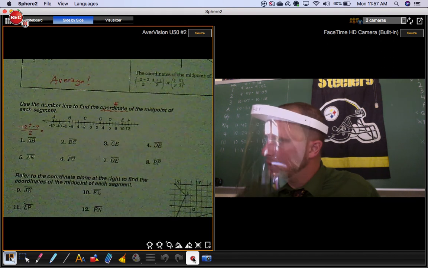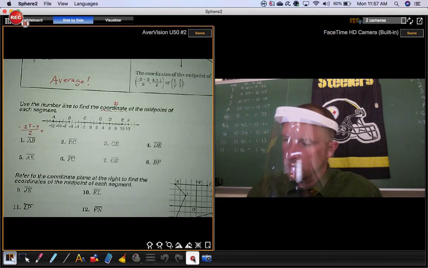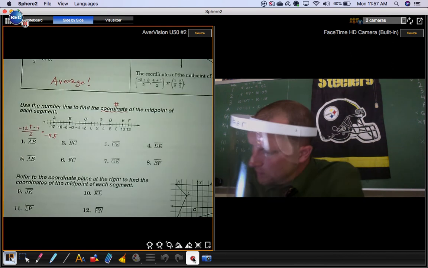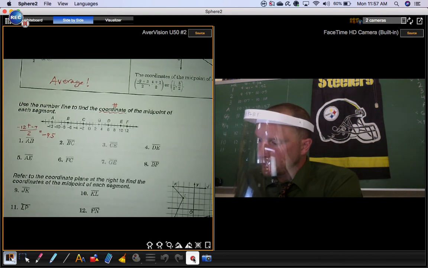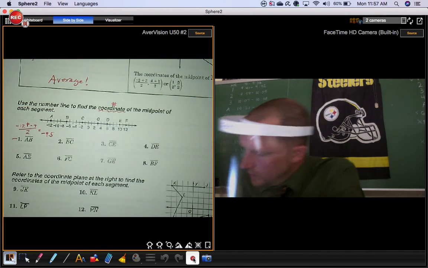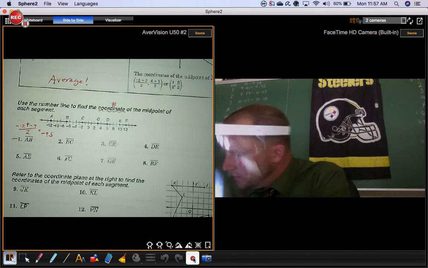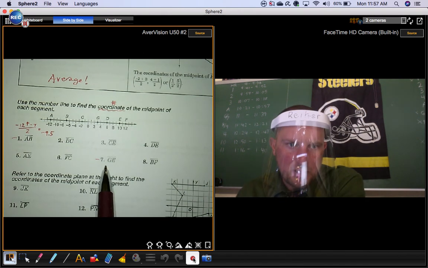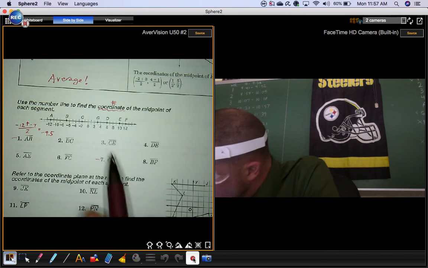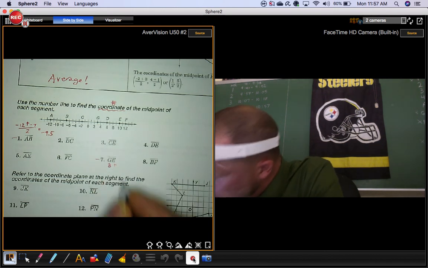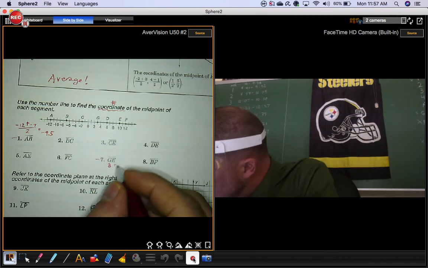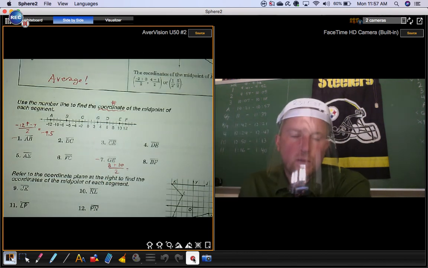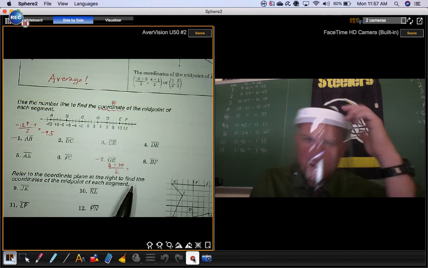Okay, so the coordinate of that midpoint would be at -9.5. Let's try another one. Let's try number 7. Find the midpoint of segment GE. G lives at 3. E lives at 10. You want to average those. What is the average of a 3 and a 10?